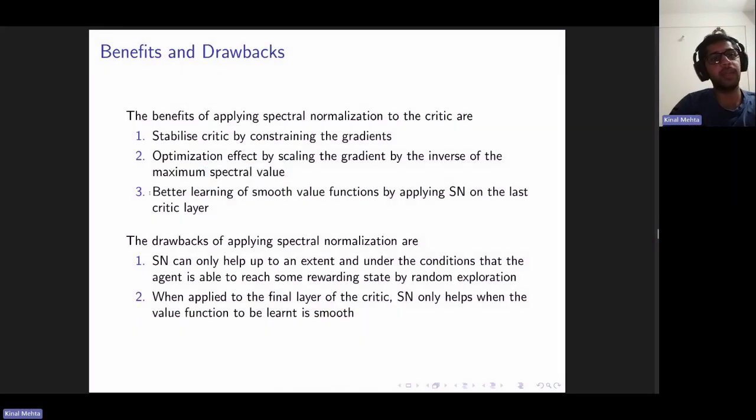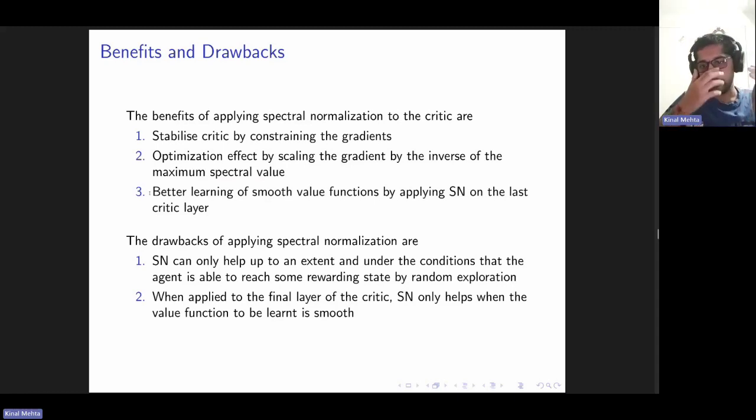It helps in better learning of smooth value functions. So we saw that the last SN MAPPO was performing really good. When we are applying spectral normalization only on the last layer, it is constraining the last layer to be one-Lipschitz smooth. That basically means the output of that function will always be one-Lipschitz smooth.